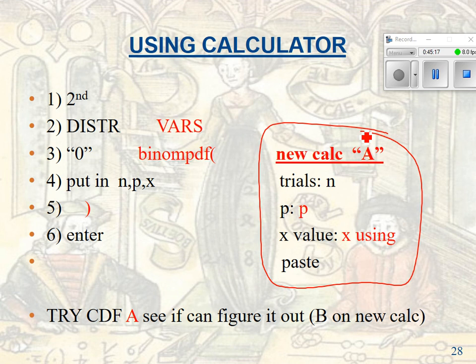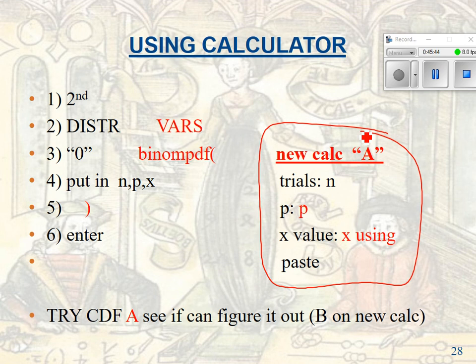And it's gonna pop this up on your screen, I think. I'm saying I think because some of the calculators are different. It's gonna pop this up on your screen, and then it wants you to put in N, P, and X. How come it doesn't want you to put in Q? Because it already knows it. It can figure it out from P. It's smart enough that it figures it out on its own.